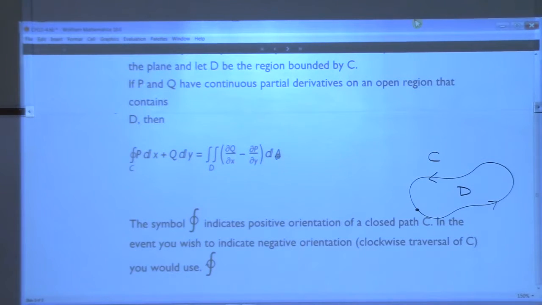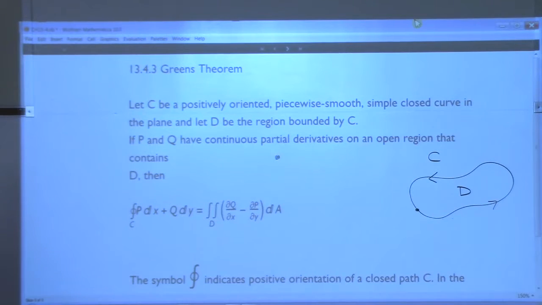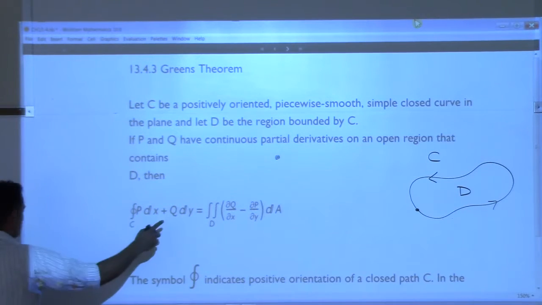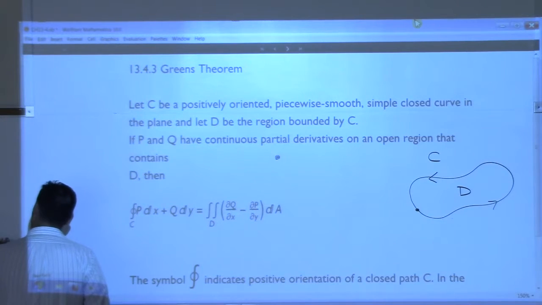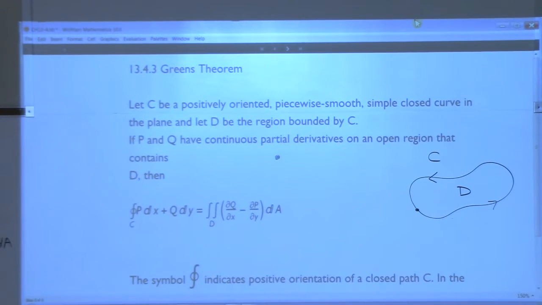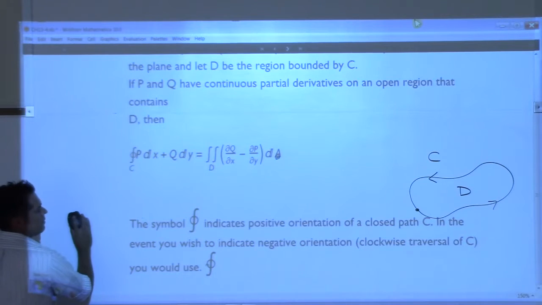Now, you can't truly appreciate this theorem until you see it in action. So I'm about to do a problem with this theorem, and let me write it down over here. P dx plus Q dy is equal to the double integral over D of partial Q with respect to x minus partial P with respect to y dA. Does that look familiar to anyone? If we ever had a conservative vector field, then what would this be? That would be 0, wouldn't it? I'm just pointing that out, it might come up later.